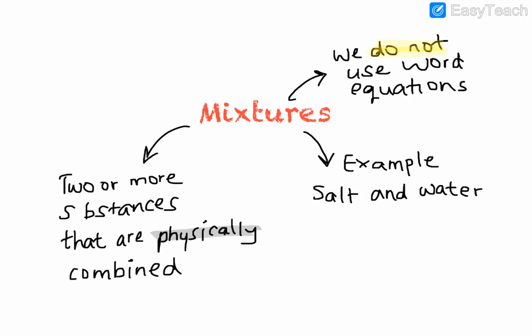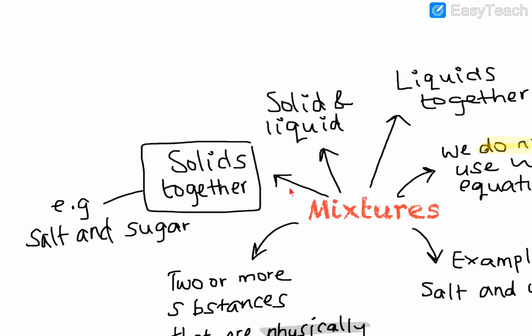Now, a mixture can consist of solids and liquid, or liquids together. So you could have a mixture of solids together. For example, if you have salt and sugar together, this is a mixture of solids. You could have a mixture of solid and liquid.